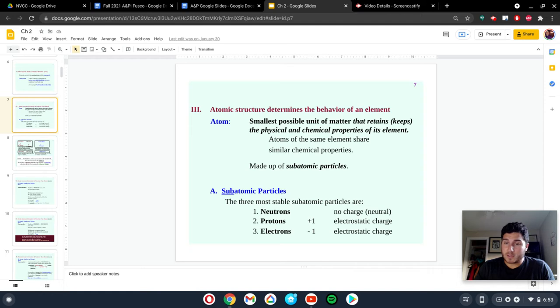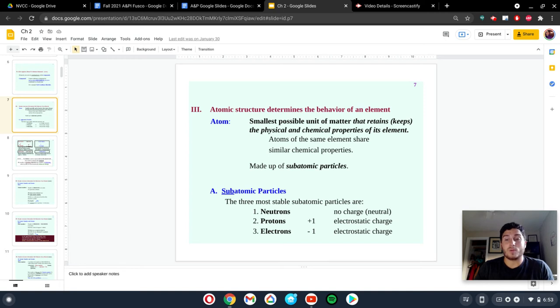You have neutrons, which have no charge. They're just neutrons. They're there as filler to make sure that your atoms stay combined. They're kind of like a glue. Think of it that way for this class. Protons have an electrostatic charge, and it makes them slightly positive in charge. Electrons are slightly negative in charge.